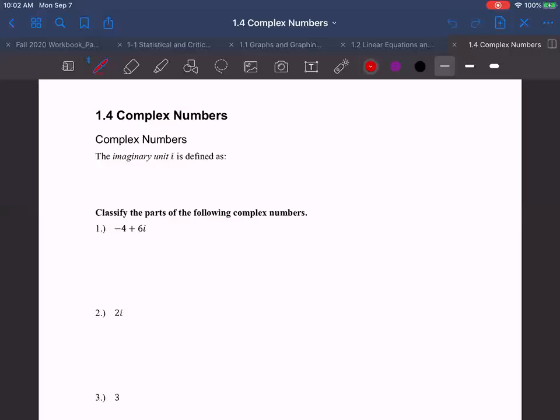All right, so what we're talking about today is section 1.4, which is complex numbers, sometimes known as imaginary numbers. I really don't like that term imaginary because it makes everybody think that they aren't actual real numbers and that they're more confusing than they really need to be. But we have what is called the imaginary unit, which is defined by i, the lowercase letter i, and it equals the square root of -1.